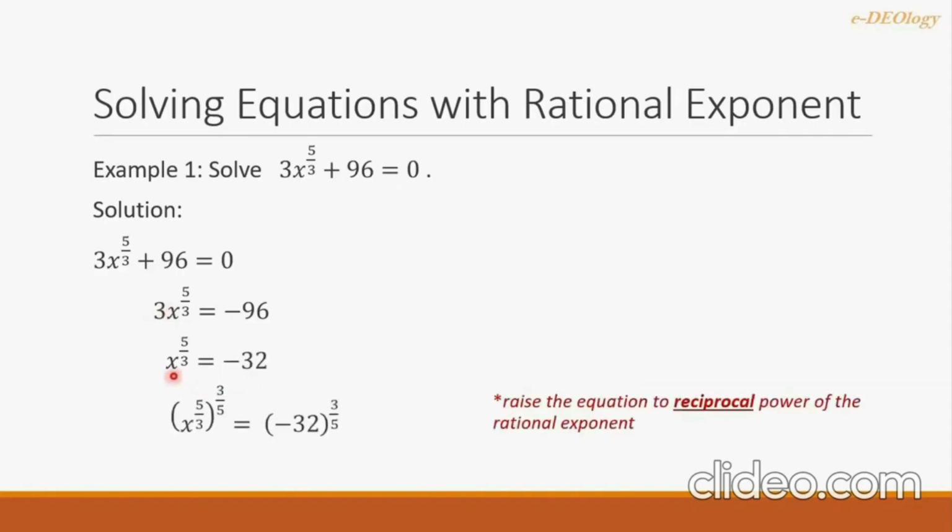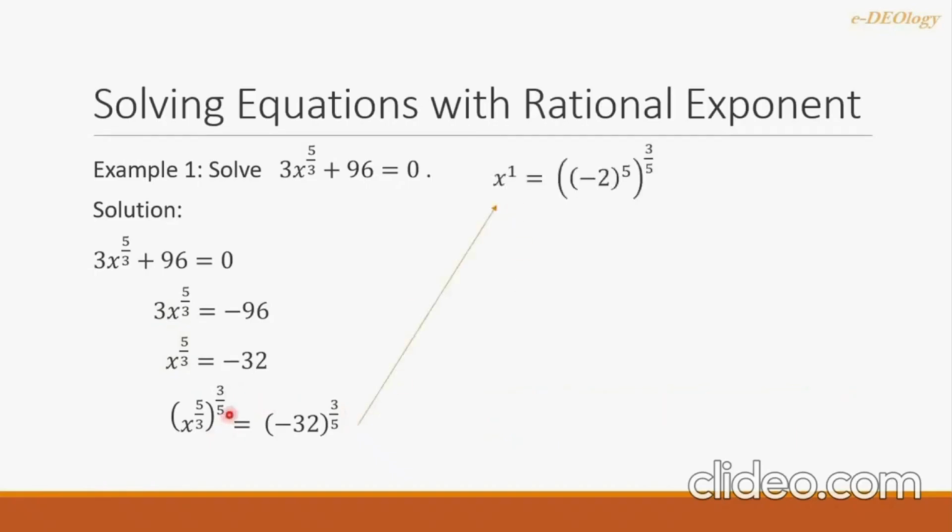We want to make x alone on one side, meaning the exponent should be 1. We will do that by raising the equation to the reciprocal power of the rational exponent. As we see here, our rational exponent is 5/3, so the reciprocal of this is 3/5. That's why on this line, you will see that the left side is raised to 3/5. The right side is also raised to 3/5.